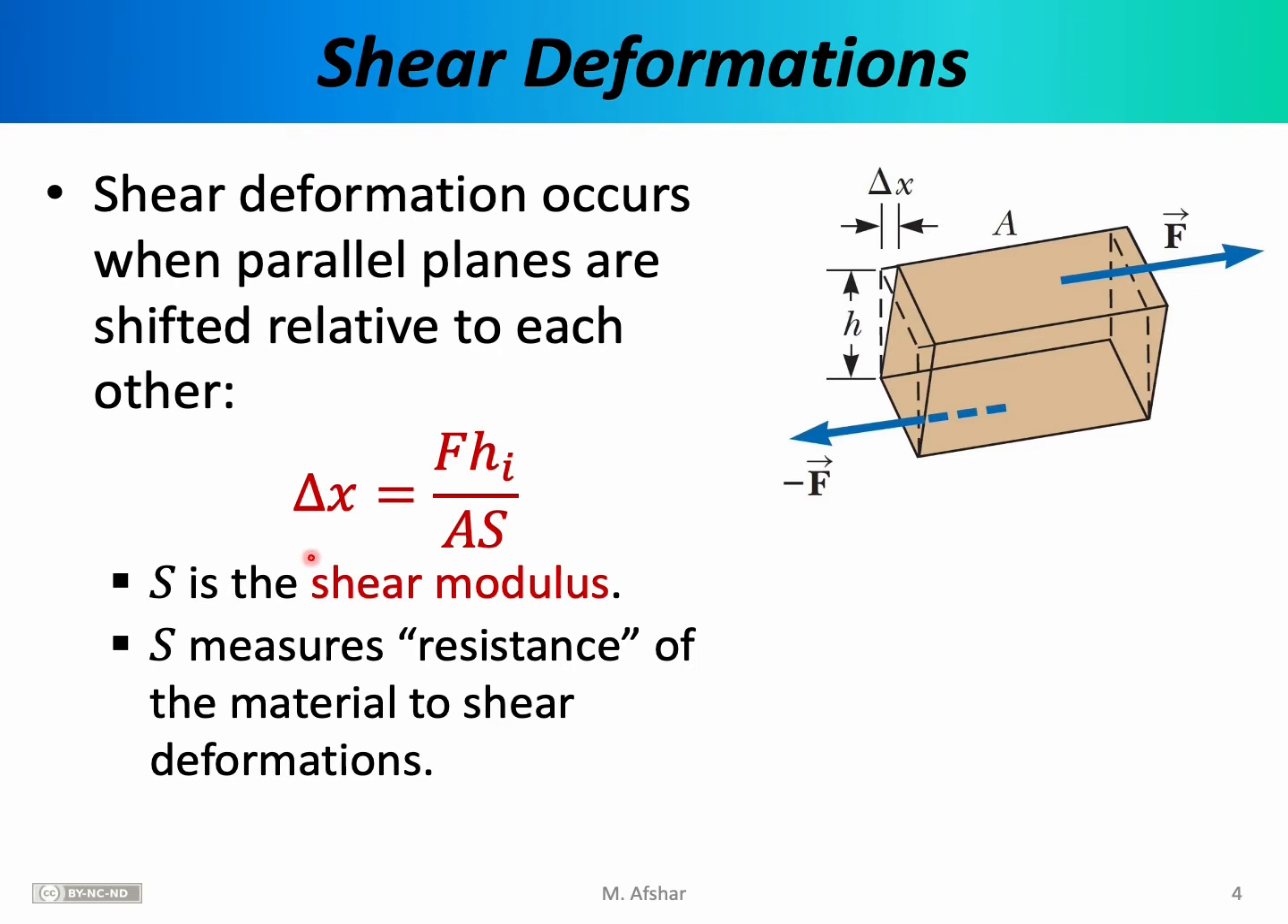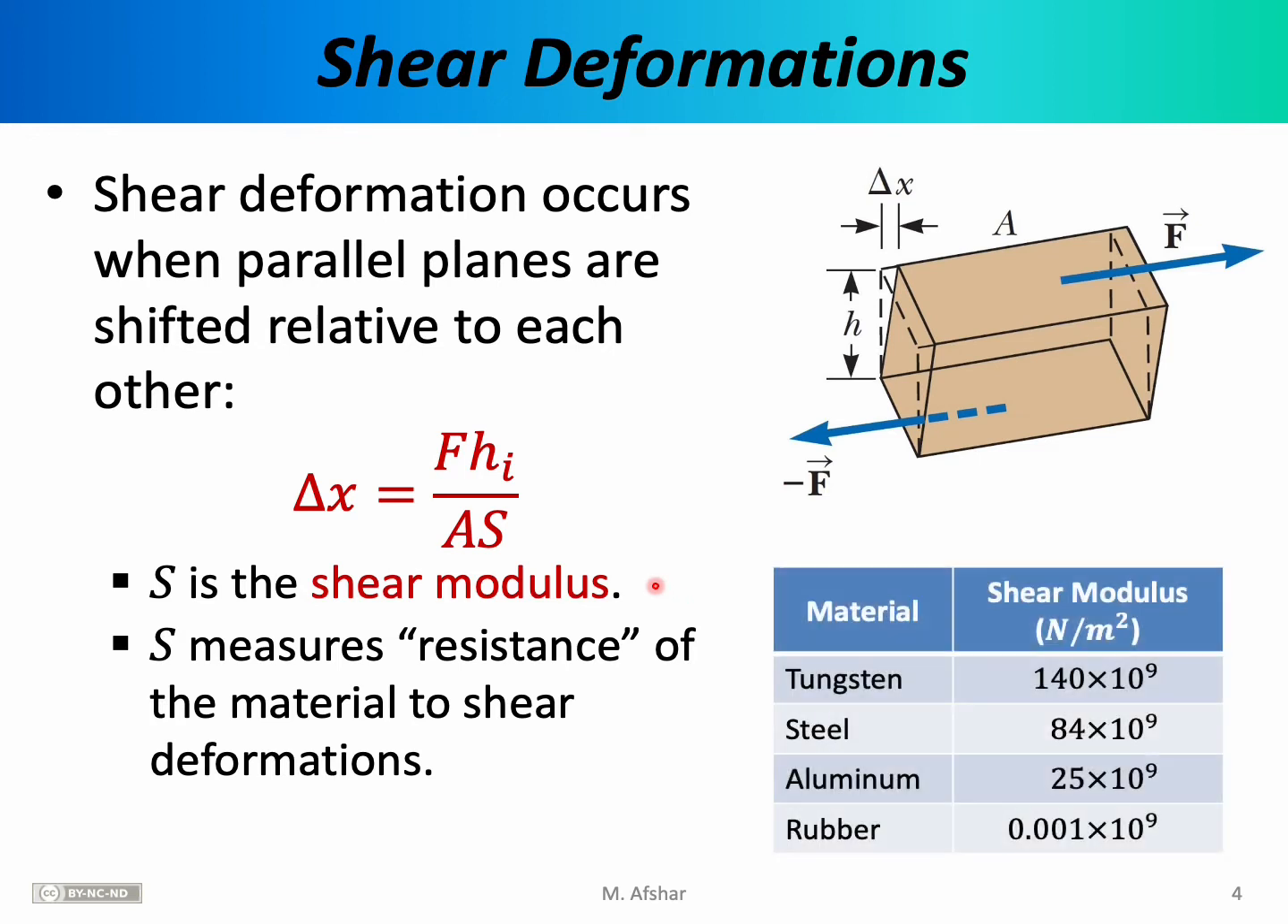S is the shear modulus. S measures the resistance of the material to shear deformations. Like Young's modulus, the shear modulus basically tells us how tough or strong the material is. However, the type of deformation that we're discussing here is a little bit different, so the shear modulus numerically would be different from the Young's modulus.